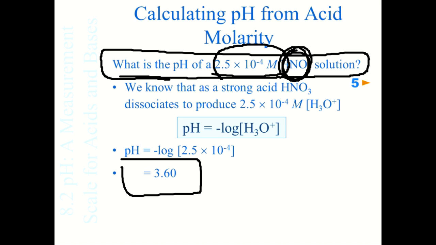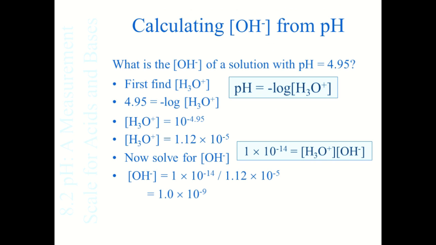All right. Just when you think you got it, what about this problem? Don't look at how they've done it. Would you keep that as a 0.60? That's it. Okay, I want everybody to write this problem down. What is the OH minus of a solution with pH of 4.95?